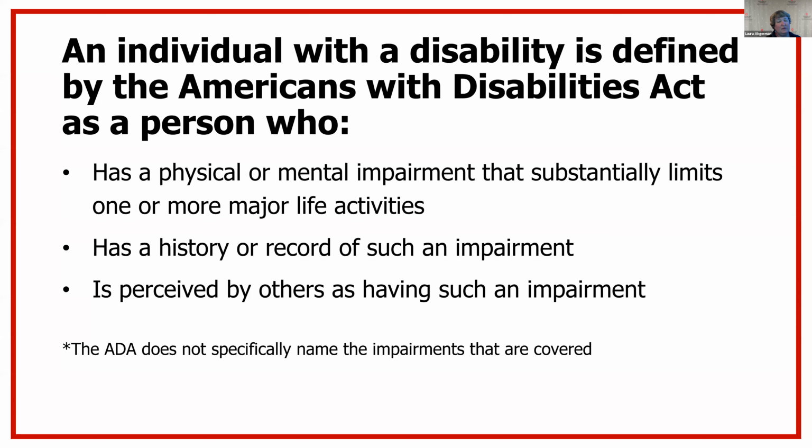And I wanted to make a note that the ADA does not name the impairments. There are too many. There are certainly things that keep coming up and being discovered now, but basically this is what you need to look at, the framework for a person who has a disability. Next slide, please.